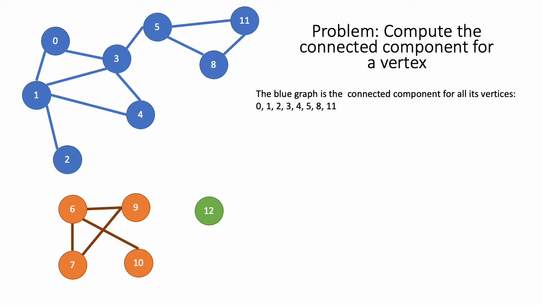The blue connected component, I can obtain it starting with any vertex, any blue vertex. So 0, 1, 2, 3, 4, 5, 8, and 11, all of them will lead to this blue connected component.